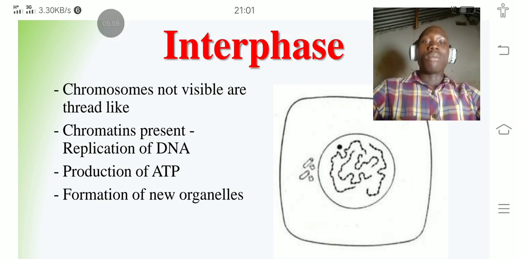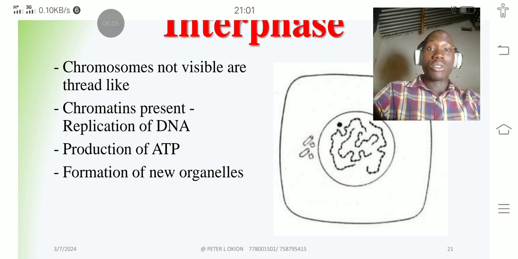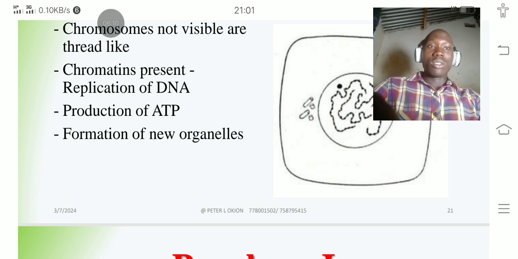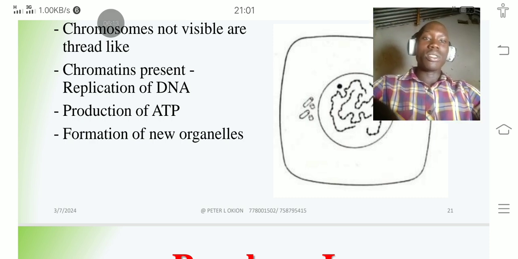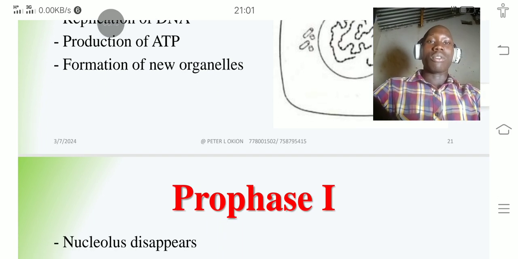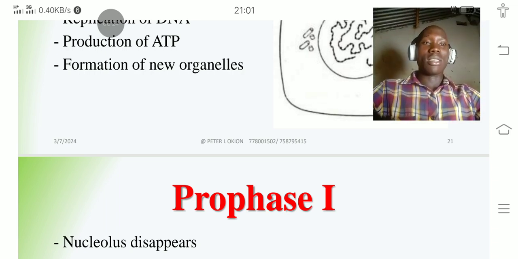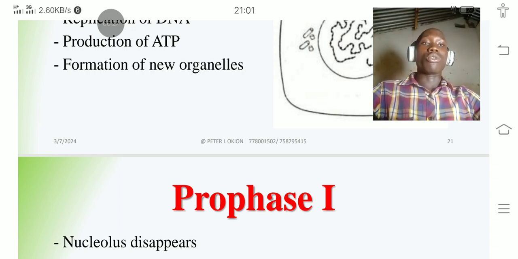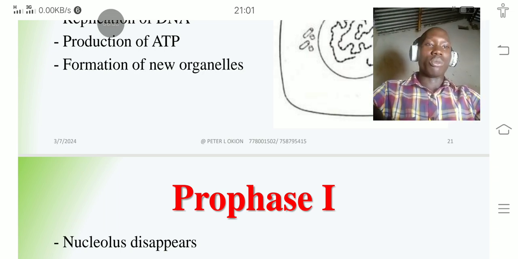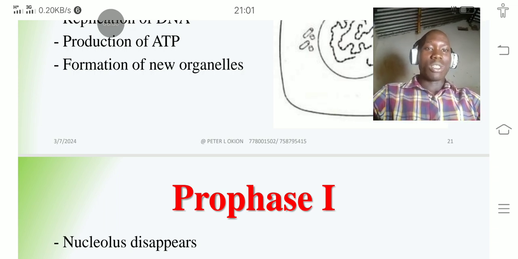So the deoxyribonucleic acid will replicate, and ATP is produced, so energy will increase because we need energy for the movement of chromosomes. New organelles will be formed, for example centrioles in animals, and other organelles like the mitochondrion, for energy. Centrioles are for the formation of the spindle fibers. They form the asters, which protrude and form the spindle fibers, where the centromeres of the chromosomes are arranged as they move towards the equator, as we shall see.